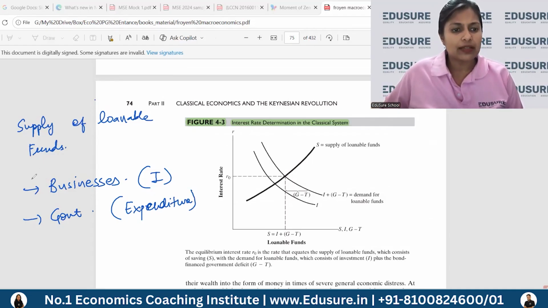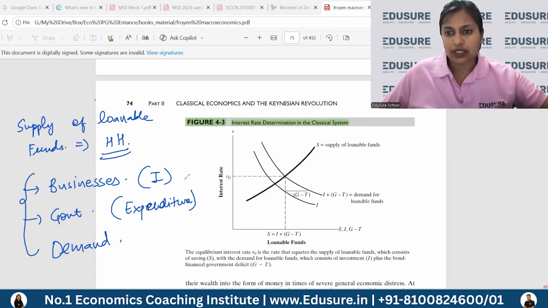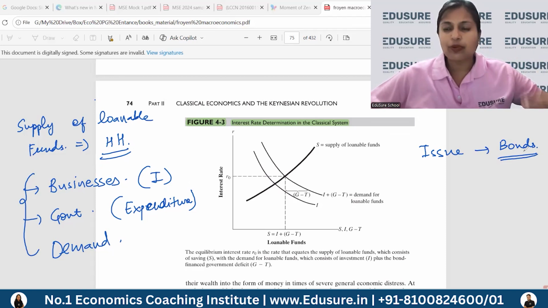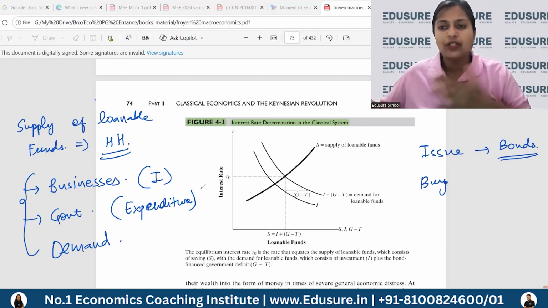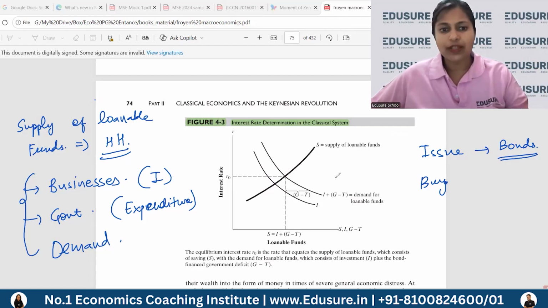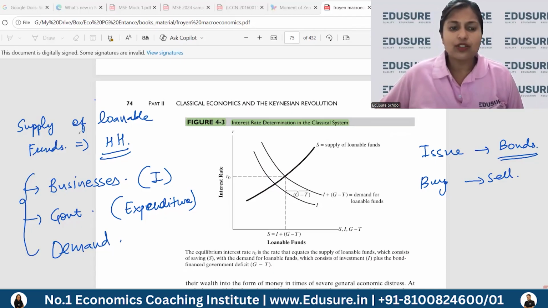So these are the entities which demand loanable funds, and the supply of loanable funds is coming from households, households like you and me. The assumption is that if anybody wants to take a loan, they issue bonds, government bonds or corporate bonds. If people like the interest rate provided by the bonds, they will buy the bonds, and the money will be given to either the government or the private enterprise. And when they want their money back, they will sell these bonds to get their money back. That is how the theory of loanable funds works.